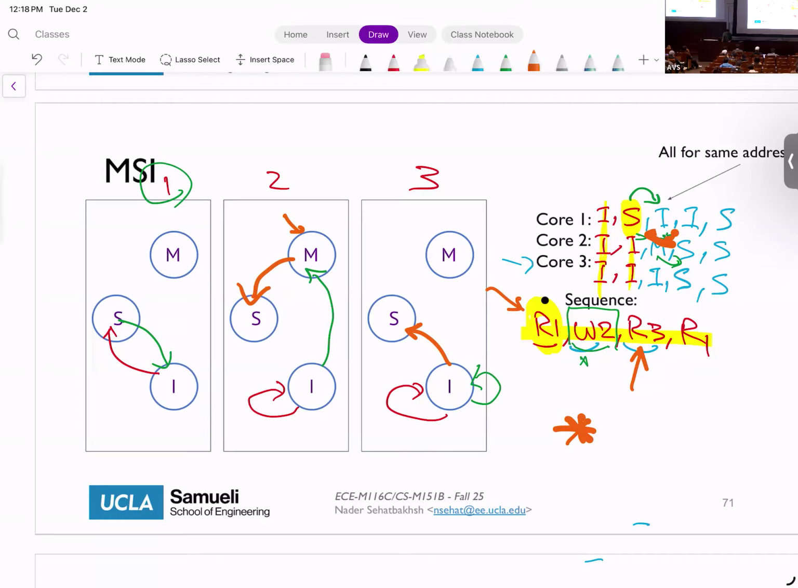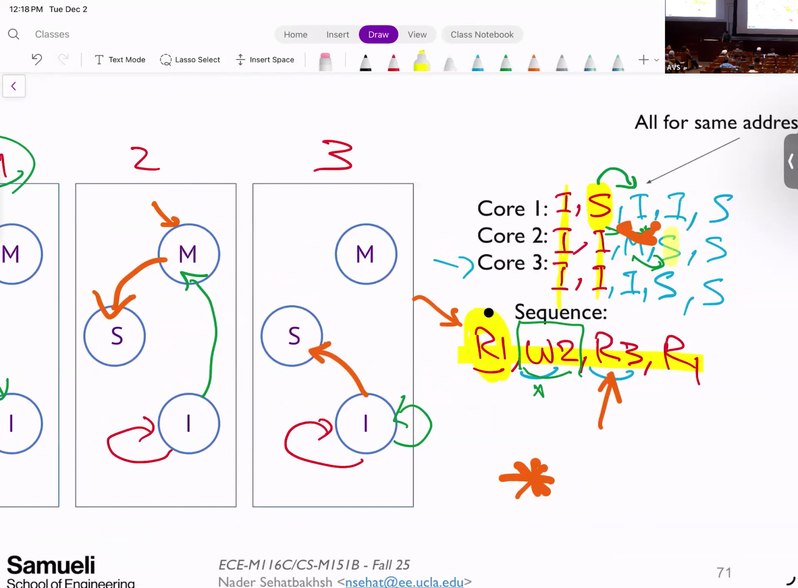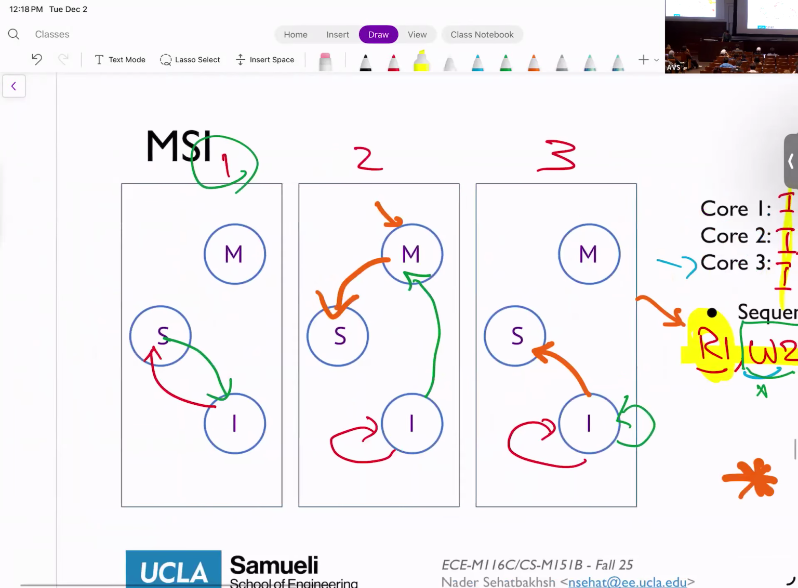Okay, so at this stage you will see that core number 2 is in the S state, core number 3 is also in the S state, and again, core number 1 is already invalidated and stays in the invalid state. Yes?